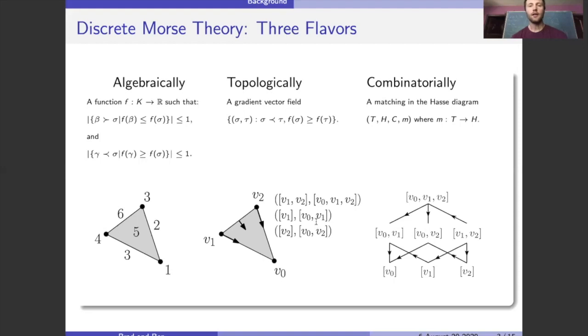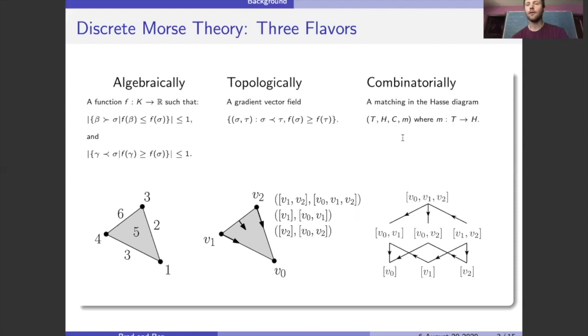So why is this called a topological flavor? Well, if you remove any of these pairs, you don't change the topology of our simplex here. So if we removed the edge V1, V2, and this face, we would just have a V shape that has the same topology as the triangle.